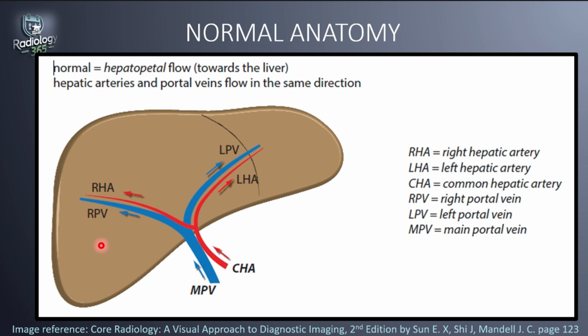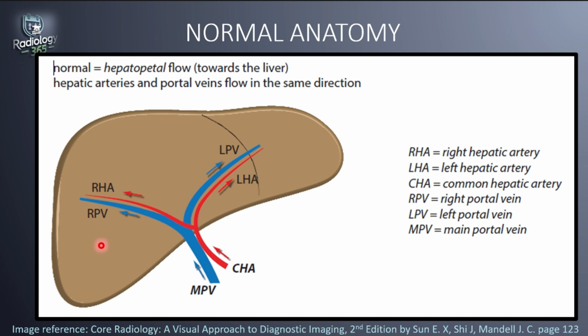side of the heart. Now, also the direction of flow of blood from the hepatic artery is towards the liver, that is hepatopetal. And same for the portal vein, which is also towards the liver, also hepatopetal. So both the portal vein and the hepatic arteries have hepatopetal flow. And then the flow from the hepatic veins is towards the heart, so in an antegrade manner.